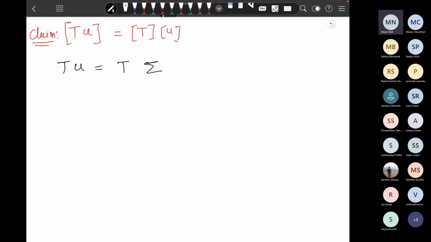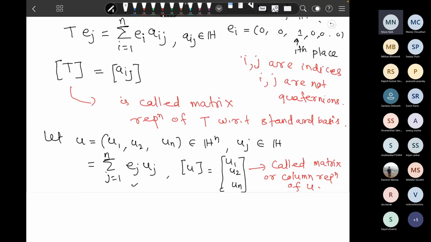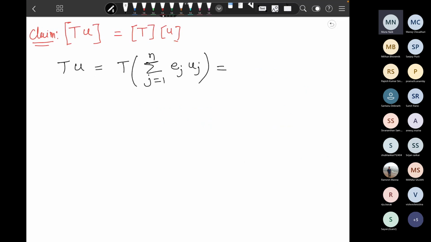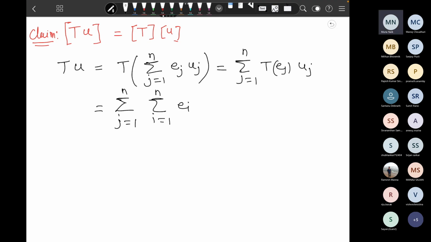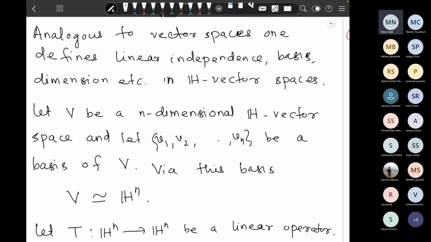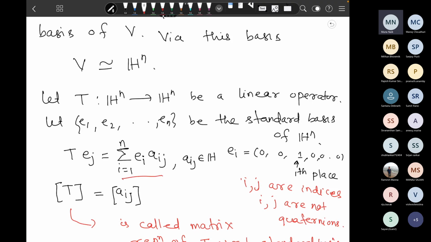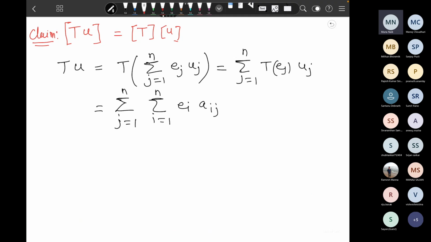Tu, where u = sum over j from 1 to n of e_j u_j, is T of that sum. By linearity, I will write that as the sum over j from 1 to n of T(e_j) u_j. Now, what is T(e_j)? If you remember, T e_j = sum over i from 1 to n of e_i a_ij, where the scalar acts from the right. So this is multiplied by u_j.